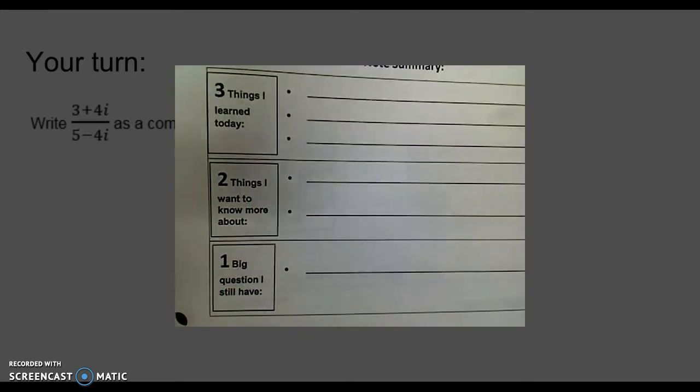So you'll want to be sure to take a moment and summarize your learning today. Two things you learned today, two things you want to know more about, and one big question you still have. Be sure to bring those questions with you to class tomorrow, and we'll start off by taking a look at those.